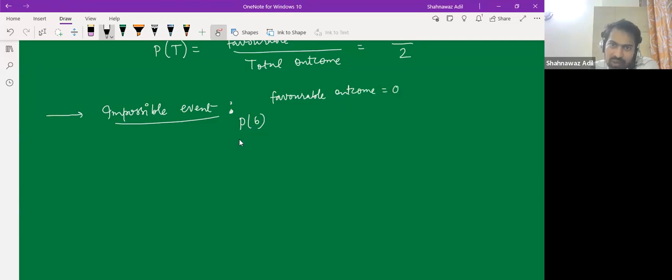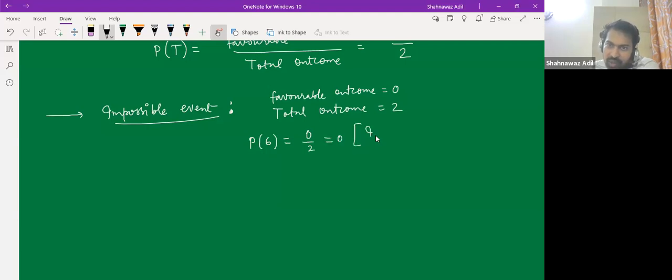And the total outcome is what? The total outcome is two. So the probability of getting 5 would be 0 by 2, so this is 0. So this is an impossible event. I cannot toss a coin and get number 5, number 8, or some number like that, right?